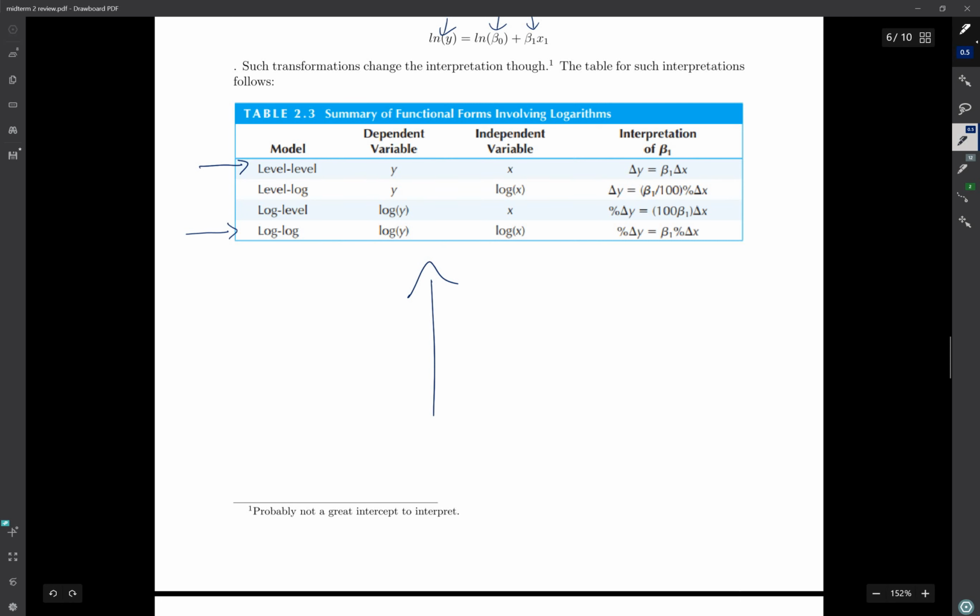Another one of interest is this log one. This is one where our interpretation is of elasticity. Okay, we remember elasticity from our principles of micro class. So basically, we're seeing that as x changes by 1%, beta 1 represents the percent change in y. Okay, so those are the two more interesting ones, I guess.